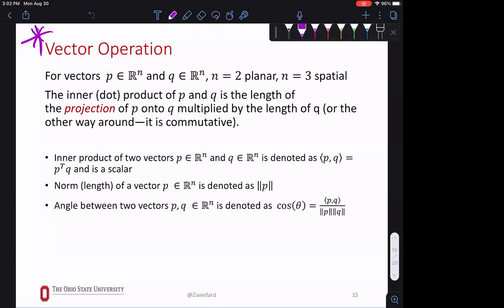We can denote dot product with angle brackets, P, Q. A lot of times you won't do that. You do P dot Q. That's acceptable, and that's probably what I would do. And it's P transpose Q. And this is a scalar.